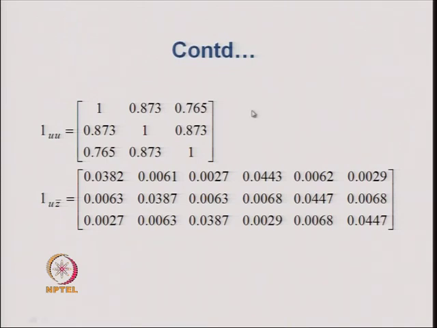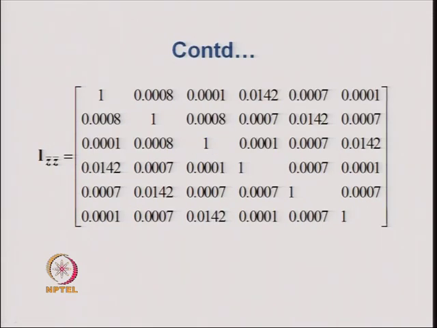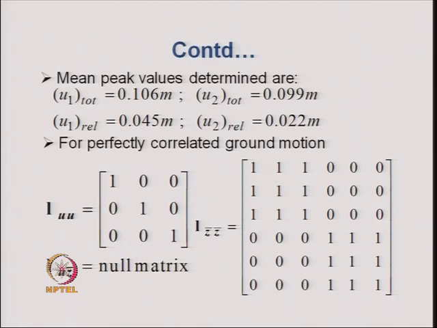LU, UZ bar matrix, they are again computed, that is the integrations were performed, and we finally obtained each of these elements of those matrices and constructed this matrix LUU. Similarly, the matrix LUZ bar was constructed, and the LZZ bar matrix also was constructed. With the help of these matrices, finally, we obtained the mean peak values of the displacements. For displacement 1, the mean peak value was obtained as 0.106, and for the second non-support degree of freedom, it was 0.099 meter.